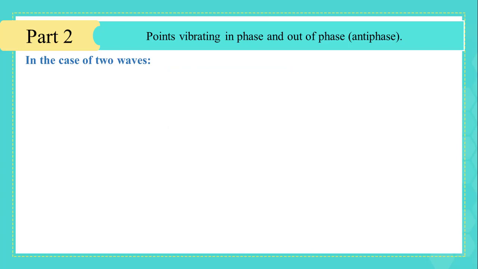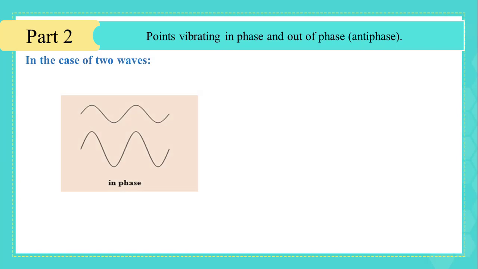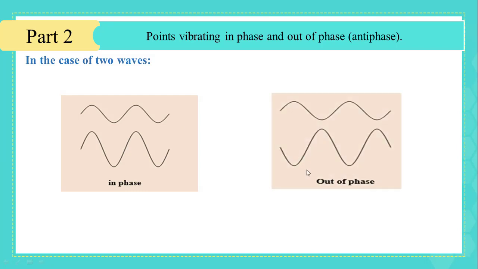What about the case of two waves? When do we say that they are in phase or out of phase? For two waves to be in phase, the crests of the first wave should overlap with the crests of the other wave. Same for troughs, they overlap. Whereas, if two waves are out of phase, then the crests of the first wave overlap with the troughs of the other wave.